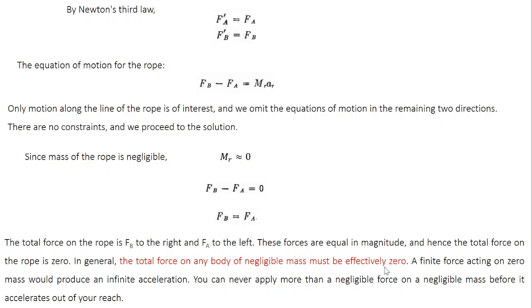What's the reason? F is equal to ma. So if m is almost zero or negligible, acceleration F by m is going to be really large or infinity. So a finite force acting on a zero mass would produce an infinite acceleration. So imagine a situation: you have a ball of 100 grams and you are pushing it with a force of 100 Newton.